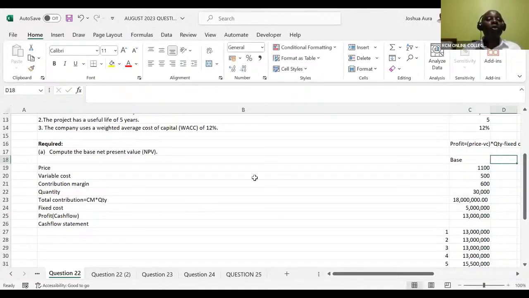You see, they've told us that all these variables are changing except WACC and number of years, but every other variable is changing. So we shall start with price. So we are doing a sensitivity analysis of 5%.